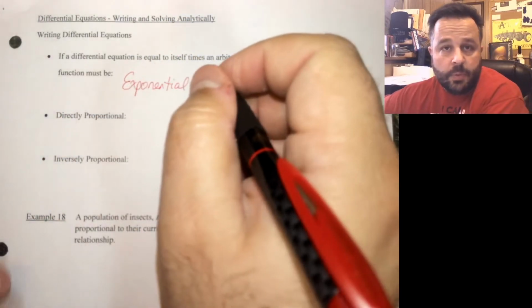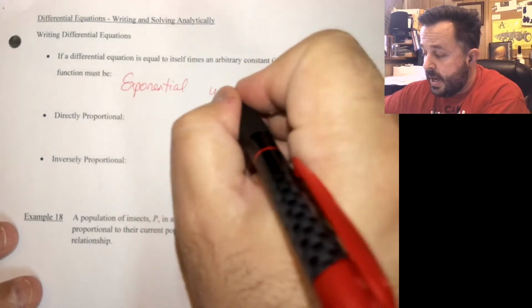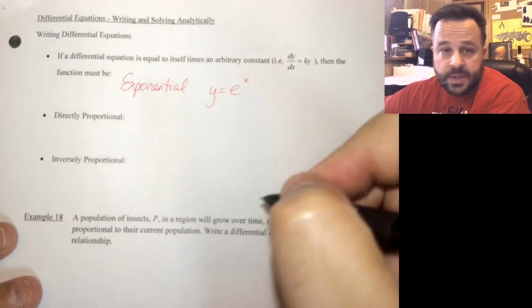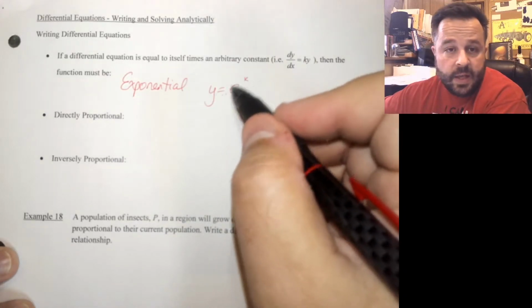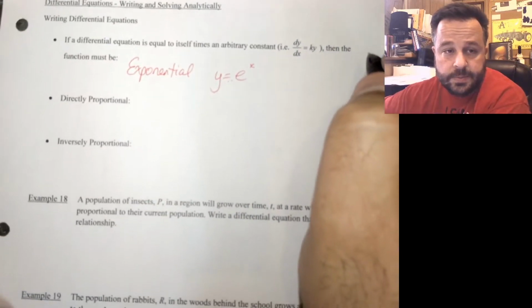Usually it's going to be of the form y is equal to e to the x, or something of that nature. We'll have some constants here as either coefficients of the function e or the function x.